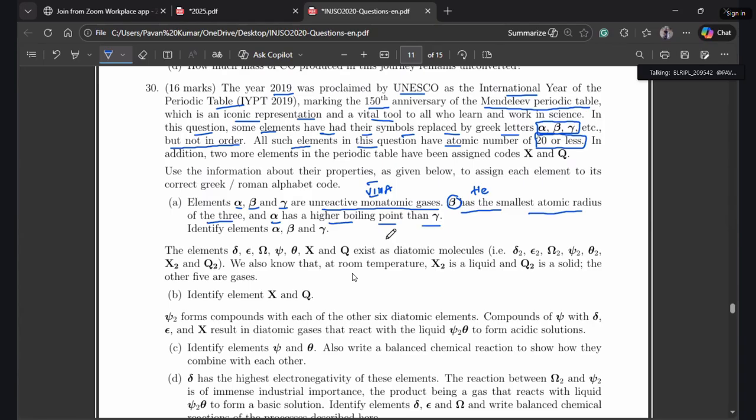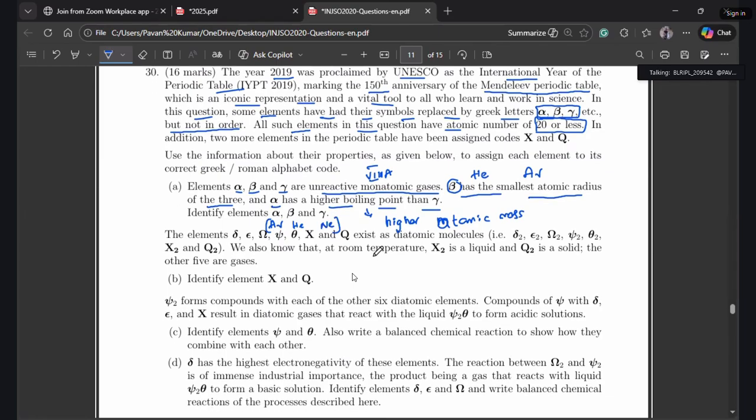Higher boiling point means higher atomic mass. Generally, boiling points and melting points depend upon molecular mass, so a higher atomic mass gives a higher boiling point. So finally we come to know these three elements. Helium and some particular element have higher atomic mass, correct or not? So we can say helium and argon. Alpha is argon, beta is helium, and obviously gamma should be neon. This is the answer.